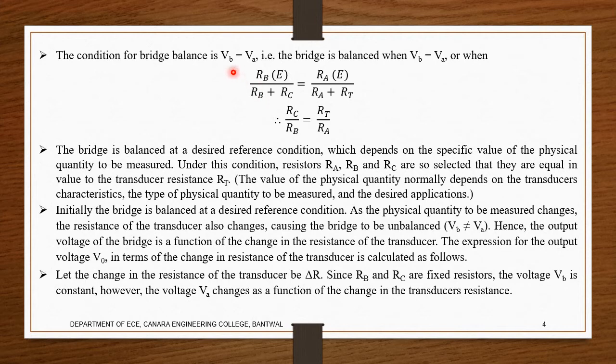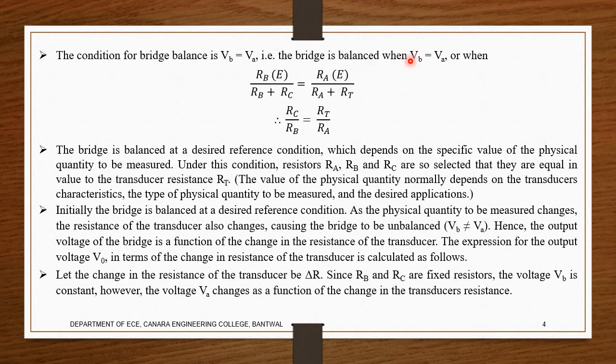Here, VB is equal to RB divided by RB plus RC, into E, the supply voltage, taking terms across the arms like this. And VA is RA divided by RA plus RT into E, where RT is the arm connected to the upper positive supply of E.